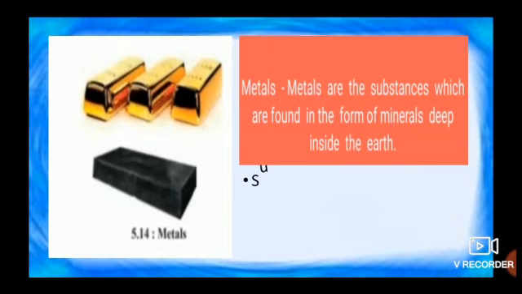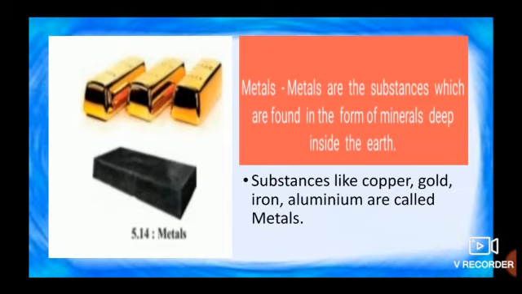Metal. Substances like copper, gold, iron, aluminum are called metals. Metals are found in the form of minerals deep inside the earth. Minerals from the earth's crust are processed to obtain the metal. In day-to-day life, metals have very important uses. Let us study some common properties of metals.